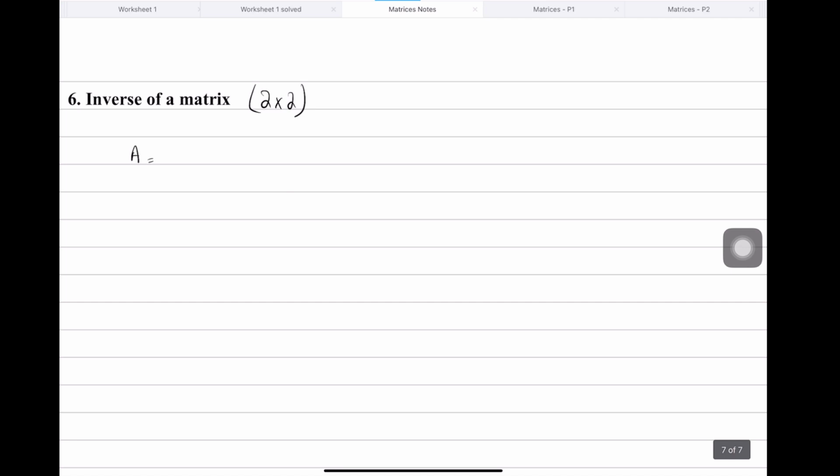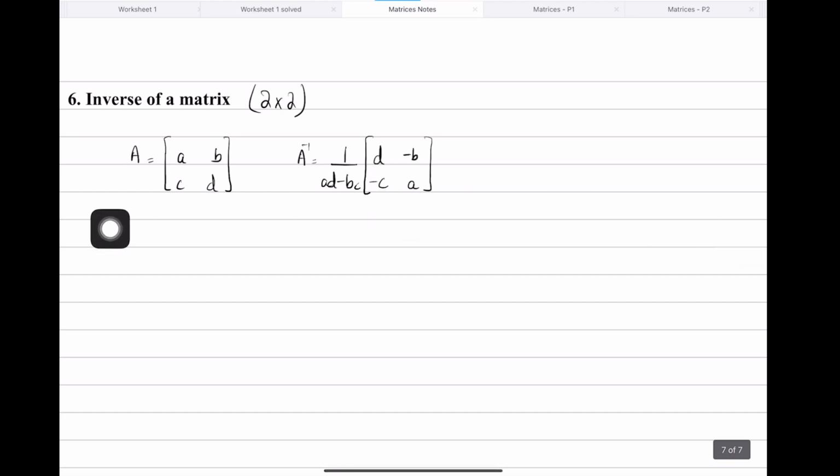So let's say you have a matrix A, which is A, B, C, D. There's this one formula that you have to remember, which is 1 upon AD minus BC. This is how you find A inverse. And then you multiply this with D, minus B, minus C, A. Now there are some terms that we use to define what this is. For example, this is called the adjoint matrix.